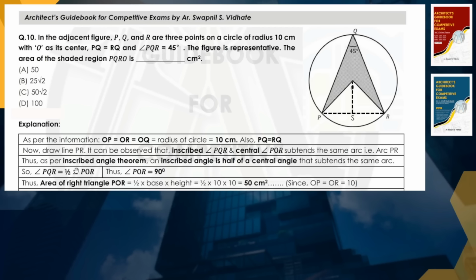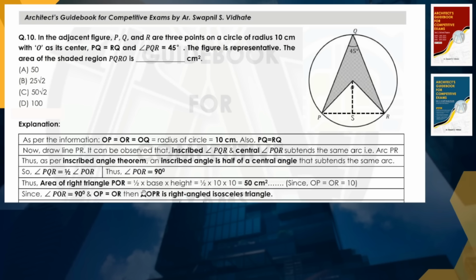Thus the area of right angle triangle POR will be half into base into height, right? Half into base into height. They have mentioned OP and OR as 10 centimeter, that means the radius, right? So we'll just do the calculation, 1 half into base which is 10, height which is 10. So the area of this right angle triangle POR will be 50 square centimeter, right?